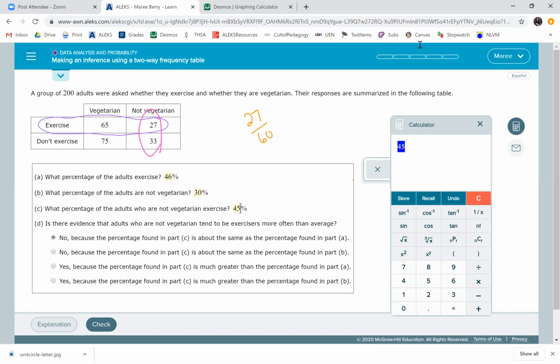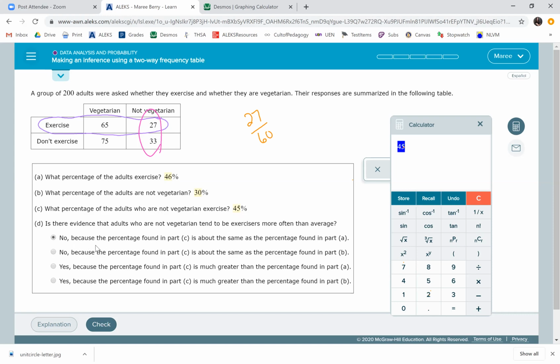Is there evidence? Did my hand already touch that? I think it did. Is there evidence that adults who are not vegetarian tend to exercise more often than average? So we're talking about the percentage of adults who exercise. That's A, 46. And the percentage of adults who are not vegetarian who exercise is 45.